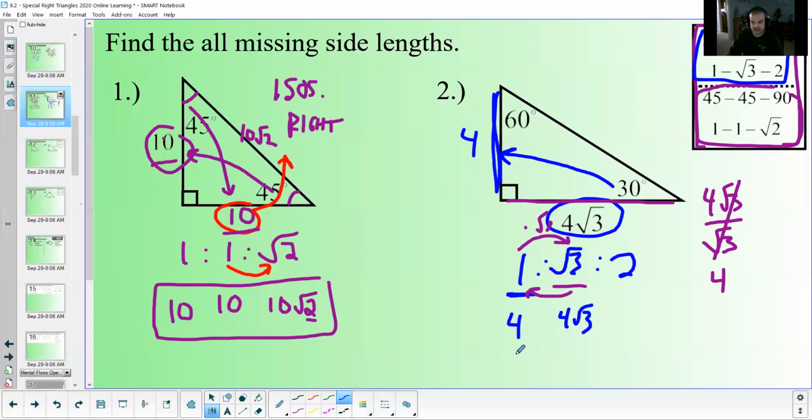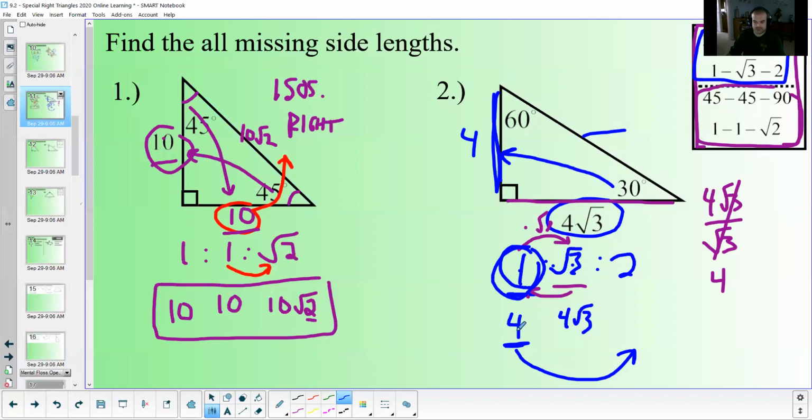And 4 is actually the length of the shortest side, which is right here. And now that we have that, the only missing side we have is the hypotenuse, which is the longest side of a right triangle. To find that, you take the smallest of the legs, the 4, and you multiply that by 2. Again, the reason we do that is because that is the ratio. It's 1 to root 3 to 2. So if you have this smaller leg, you multiply it by 2 to get the hypotenuse. That is always true for a 30, 60, 90 triangle.